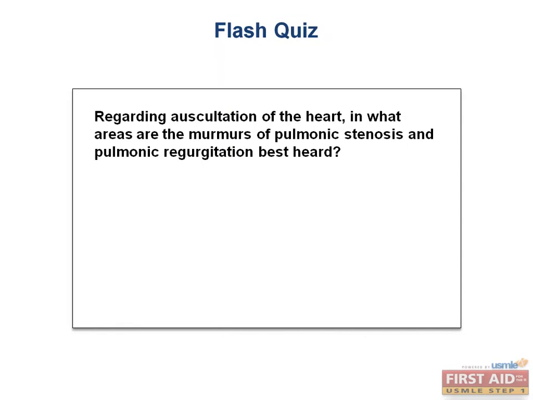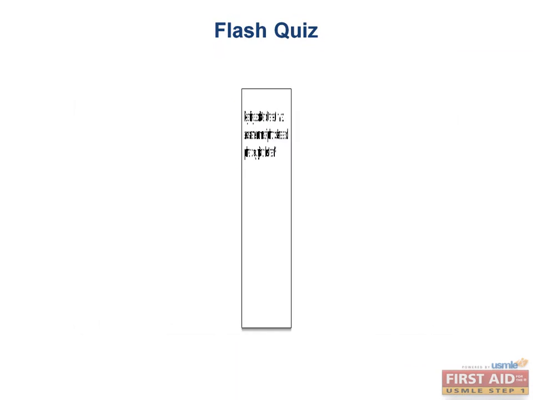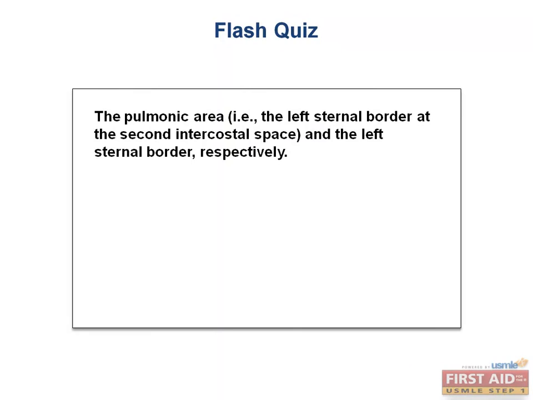Remember, pulmonic stenosis is due to some sort of pathology associated with the difficulty of the pulmonic valve opening when the right ventricle is in systole. And pulmonic regurgitation is also associated with the pulmonic valve, except that it occurs in diastole, while pulmonic stenosis occurs in systole. With this in consideration, what would your answer be? The pulmonic area, which is the left sternal border at the second intercostal space, and the left sternal border respectively.